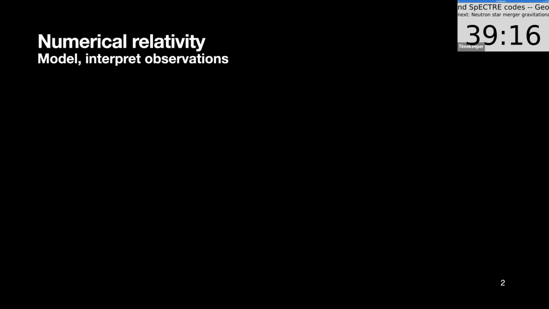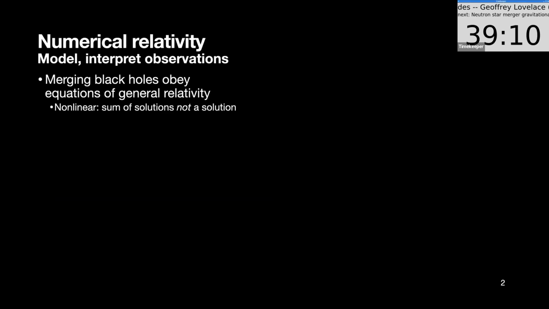This is not new, but just to set a starting point. Merging black holes, if you want to solve them on a computer, the starting point is they obey the equations of general relativity. And what makes those equations so difficult to solve is that they're nonlinear. And that means that a sum of the solutions is not necessarily a solution.